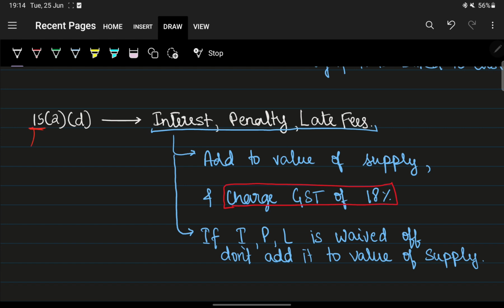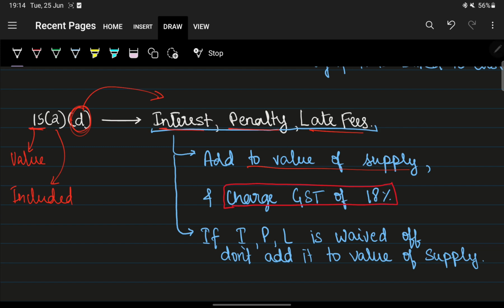Again, what does section 15 talk about? Section 15 talks about value, right? And section 15 subsection 2 talks about what is to be included in that value. Now clause D talks about interest, penalty and late fees. Okay, next. So any interest, penalty or late fees that is charged is to be added to the value of supply.